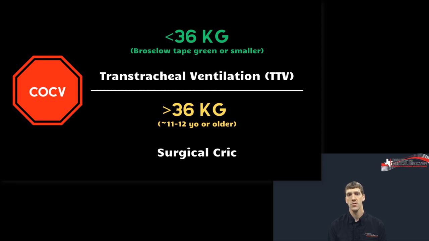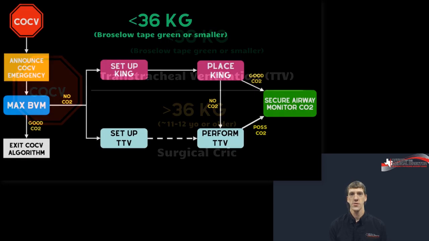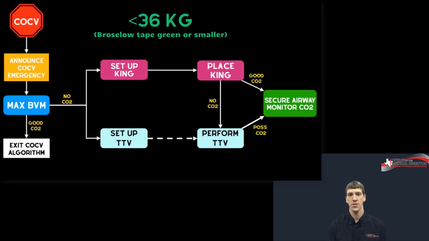Just like our adults, pediatrics greater than 36 kilograms, about 11 to 12 years or older, we're going to be able to move on to a surgical crike like normal. So again, less than 36 kilograms, TTV; greater than 36 kilograms, surgical crike. Here's the algorithm that we're familiar with. This one is for the less than 36 kilogram patient, however.